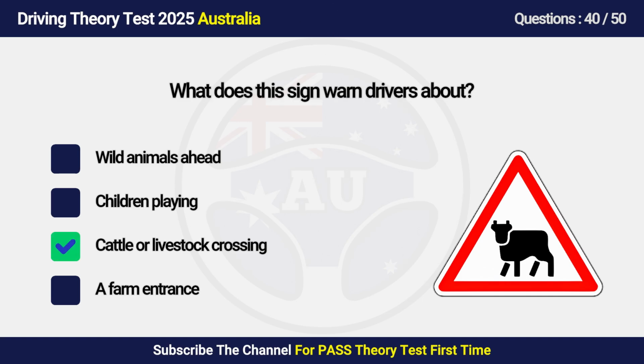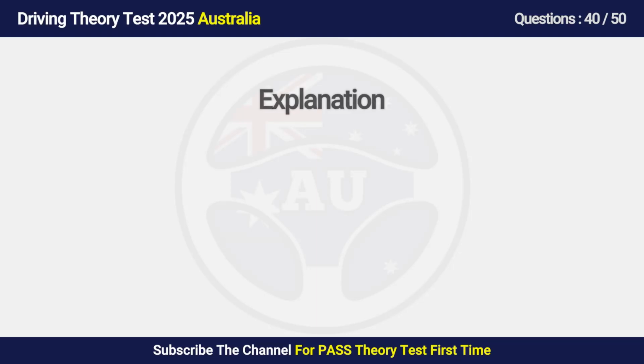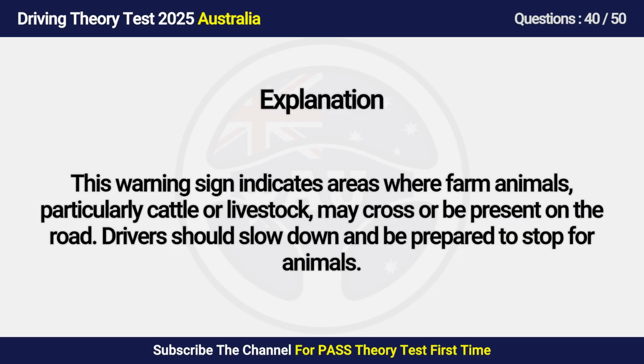Answer is C. Cattle or livestock crossing. This warning sign indicates areas where farm animals, particularly cattle or livestock, may cross or be present on the road. Drivers should slow down and be prepared to stop for animals.